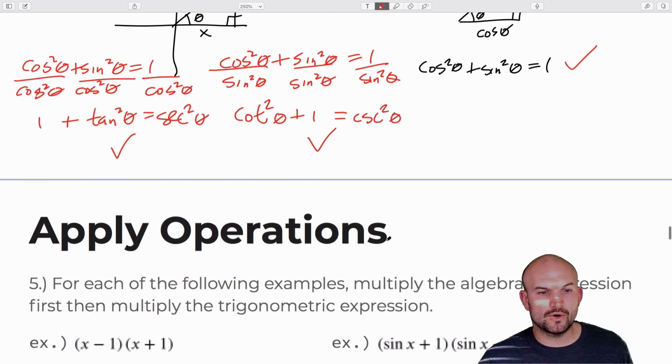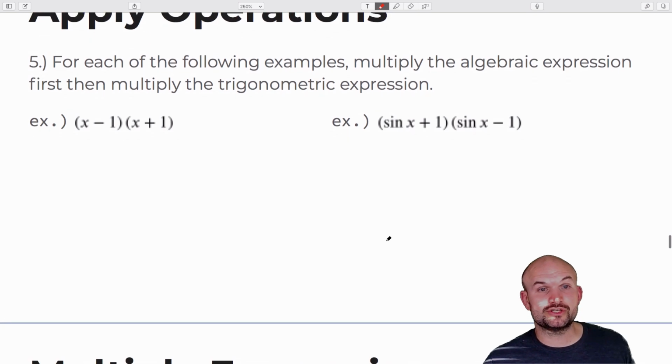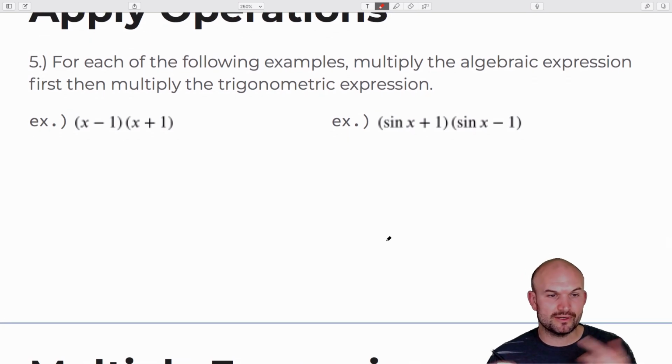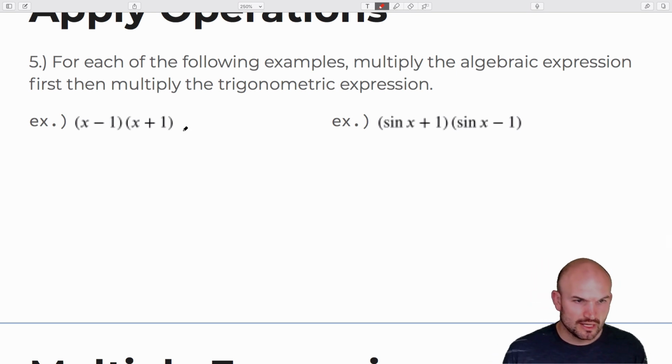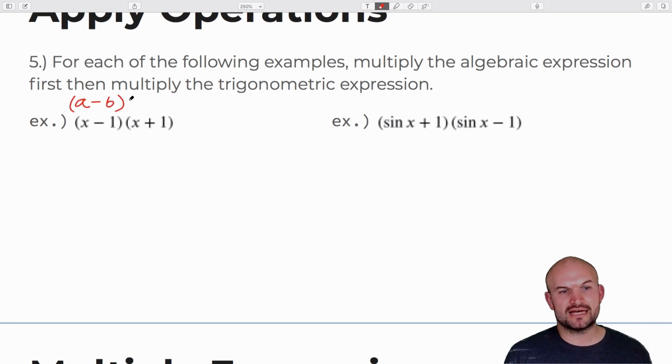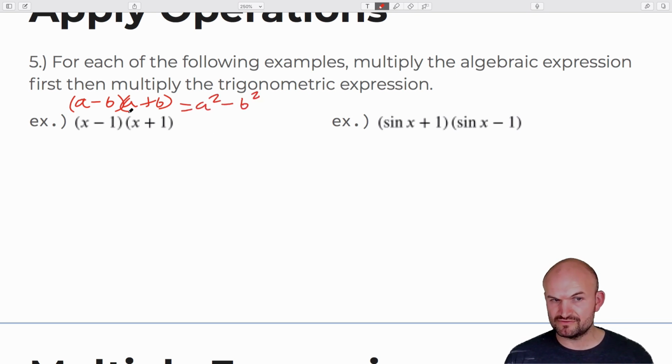All right, so now we got some more operations that we're just going to go ahead and apply. So again, remember, when you are applying multiplication, we need to apply the distributive property. Now, hopefully you recognize here, this is a minus b times a plus b, right? The first two terms are the same, last two terms are the same. So therefore, you know that that simplifies to a squared minus b squared, which is the difference of two squares.